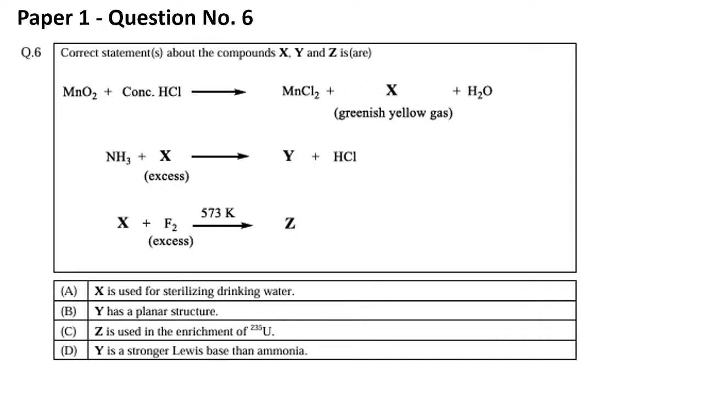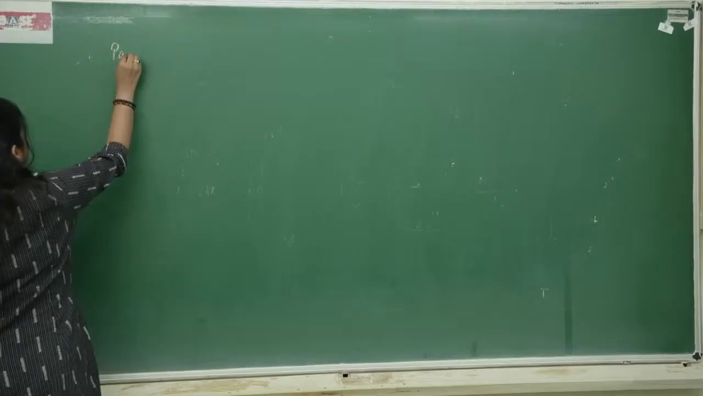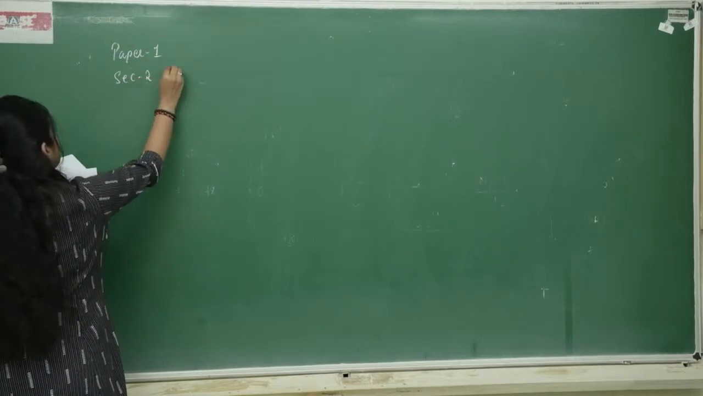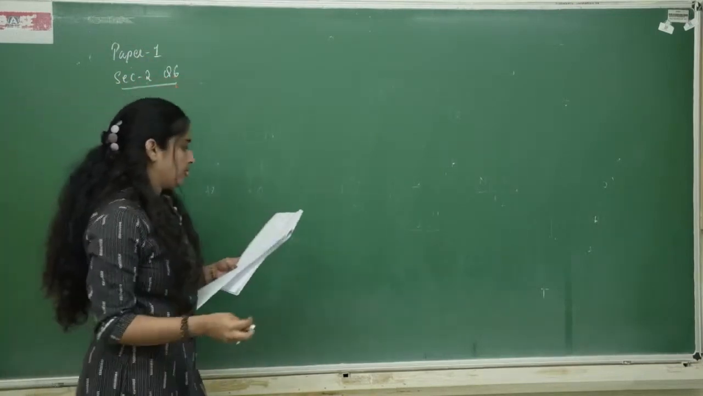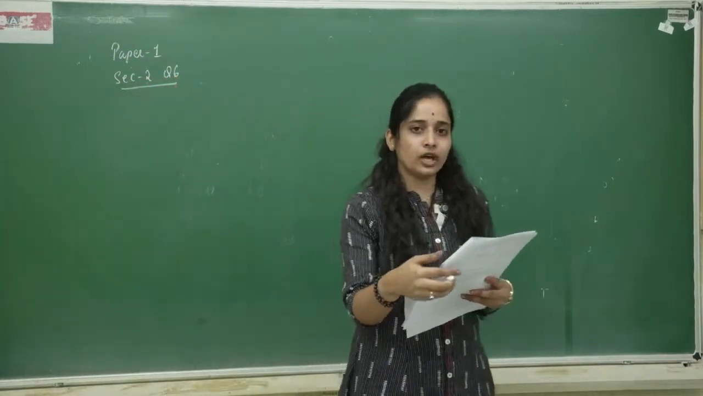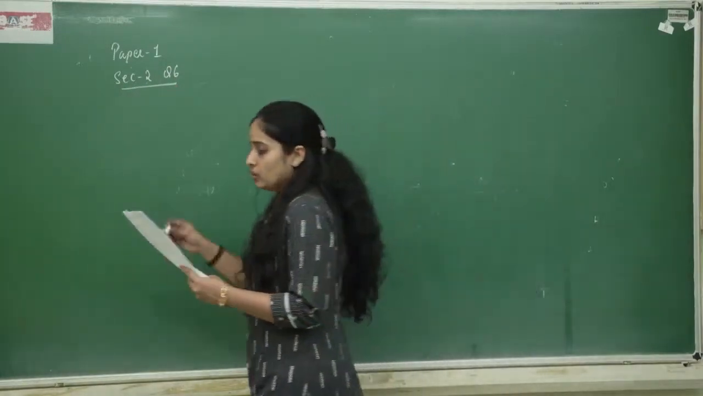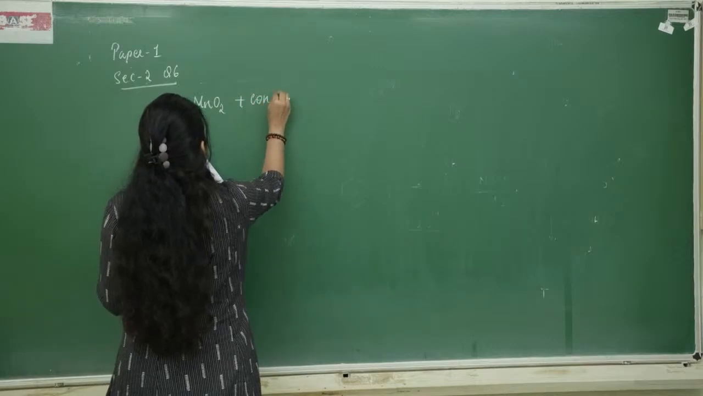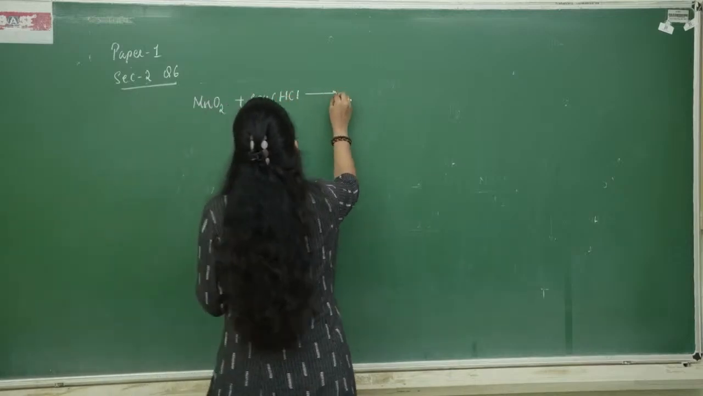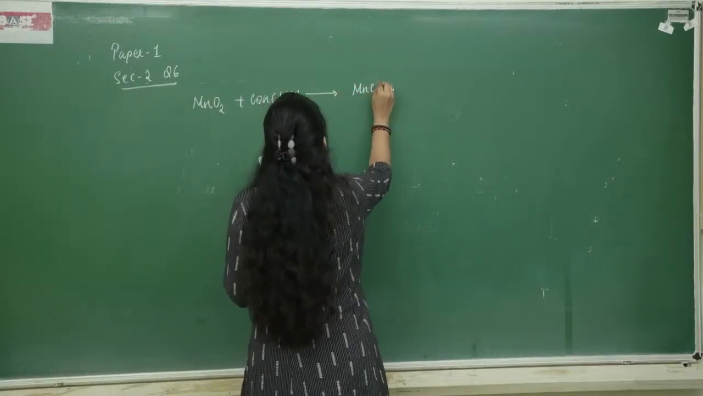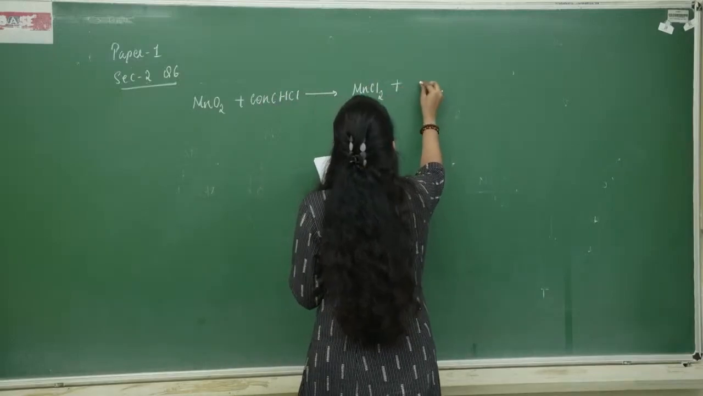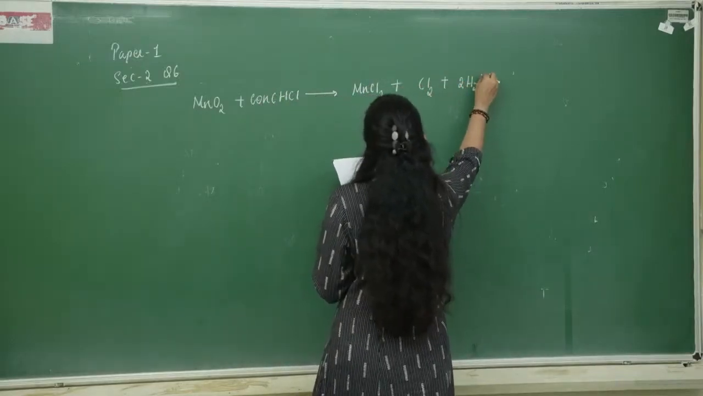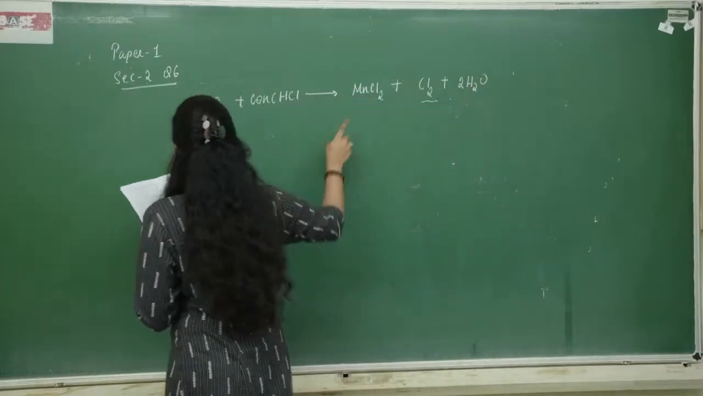I'm solving now paper 1. Paper 1, section 2, question number 6. The question is: given the reaction MnO2 plus concentrated HCl gives MnCl2, and it is giving Cl2 with 2 moles of water. The color here is greenish yellow gas, Cl2.